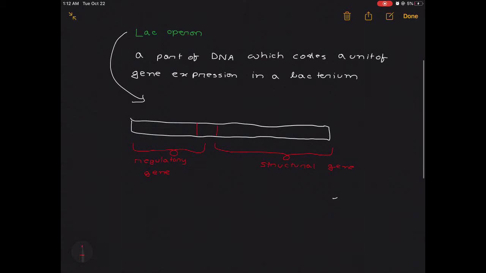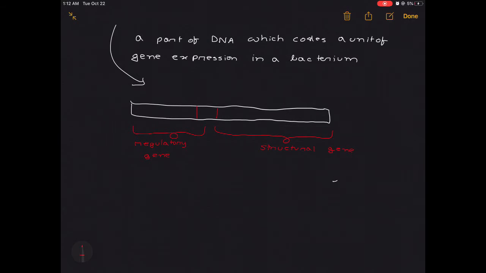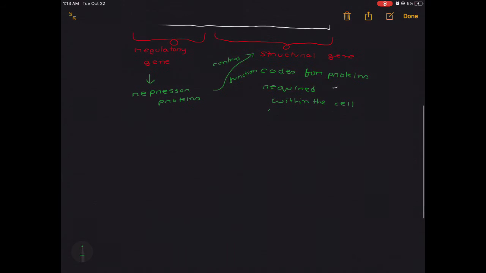Now, a structural gene is a gene which codes for proteins required within the cell. And the regulatory gene produces repressor proteins, which control the function of a structural gene. So let's elaborate on these aspects.